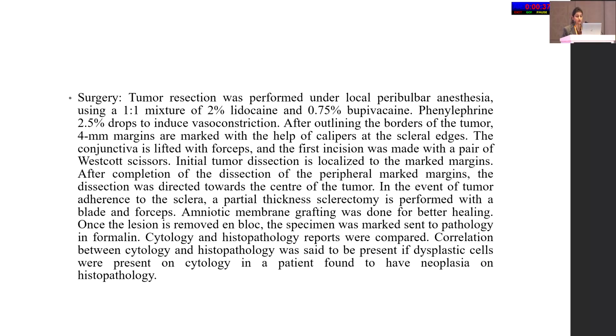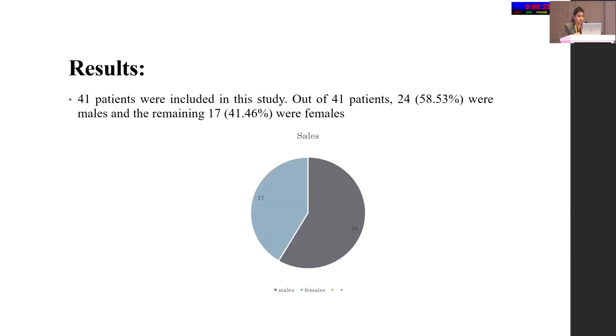Correlation between cytology and histopathology was said to be present if dysplastic cells were present on cytology in a patient found to have neoplasia on the histopathology.